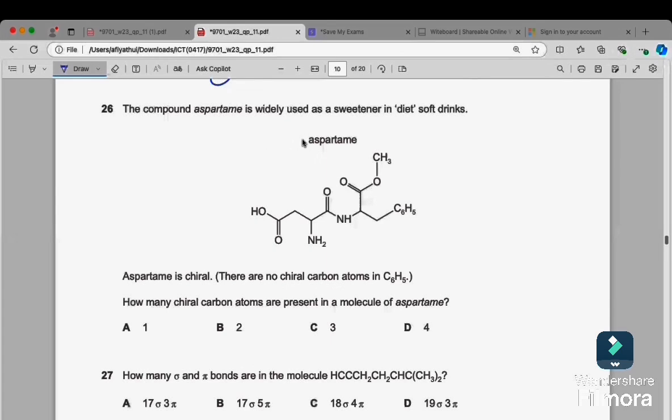The compound aspartame is widely used as a sweetener in diet soft drinks. It's a chiral compound. How many chiral carbon atoms are present in a molecule? So chirality means what? Chiral carbon atoms must have different groups on each bond, right? So we can say that here.